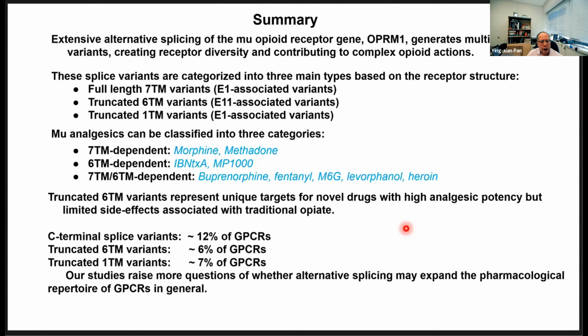I should point out that OPRM1 alternate splicing is not limited to the opioid receptor. Based on an initial analysis of the GPCR database, you can see 12% of GPCRs, 6% of GPCRs, and 7% of GPCRs have C-terminal variants, truncated 6TM variants, and single TM variants respectively. Those counts exclude the olfactory receptor family. Our study really raises the question of whether those alternate splicing variants may expand the pharmacological repertoire of GPCRs in general.